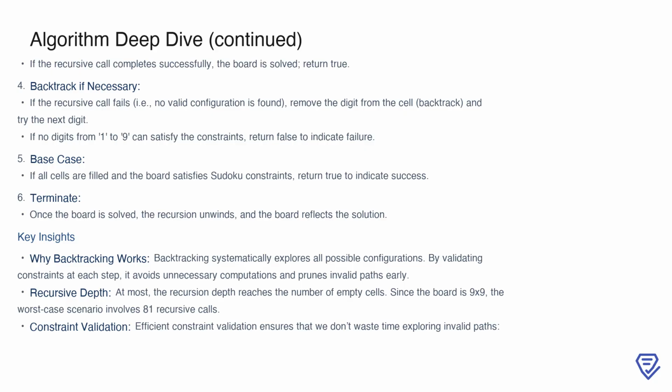The base case for this recursion occurs when all cells are filled, and the board satisfies all Sudoku constraints. This signals success. Once the board is solved, the recursion unwinds, and the solution is reflected in the board. Backtracking is effective because it systematically explores all configurations while pruning invalid paths early, saving time and computational effort. The recursion depth depends on the number of empty cells, and in the worst case, this means at most 81 recursive calls for a 9x9 board.